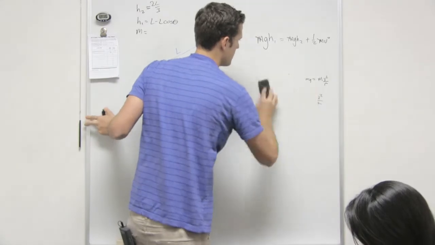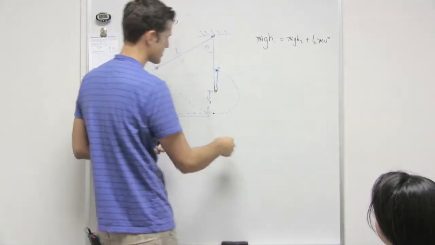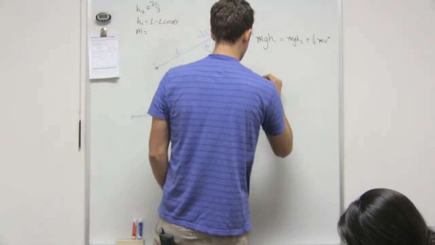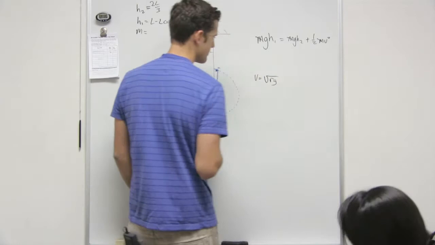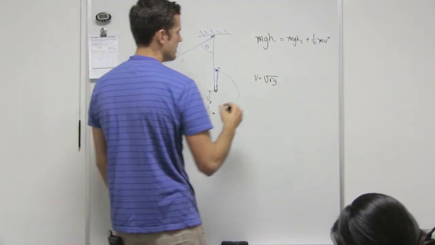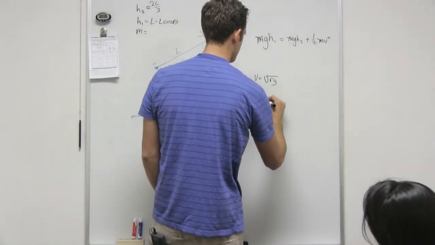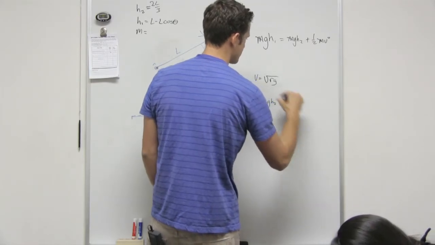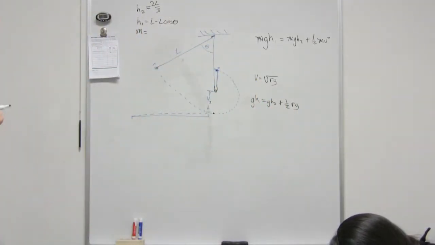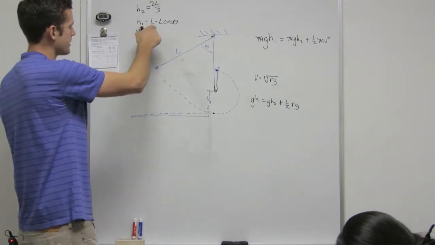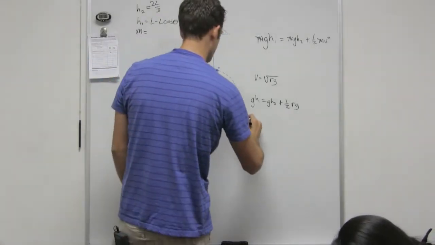So how fast does this have to be going as it comes across the top? Square root of r times g. So velocity has to be square root of rg. Velocity squared is just rg. So now we know gh1 equals gh2 plus 1/2 rg. And we're solving for theta. So let's put in our h1 and h2.